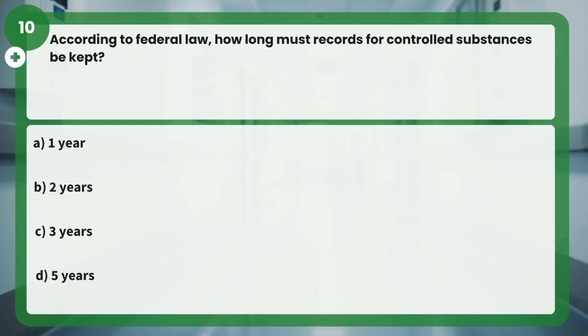Question 10. According to federal law, how long must records for controlled substances be kept? A. 1 year. B. 2 years. C. 3 years. D. 5 years.